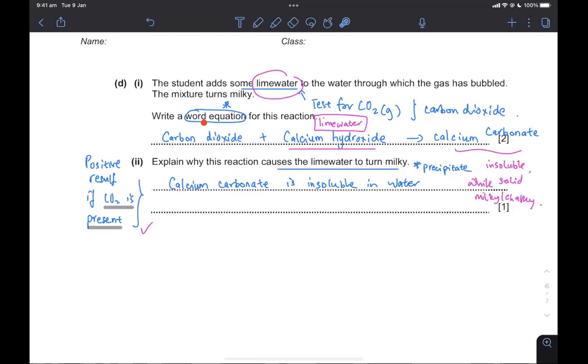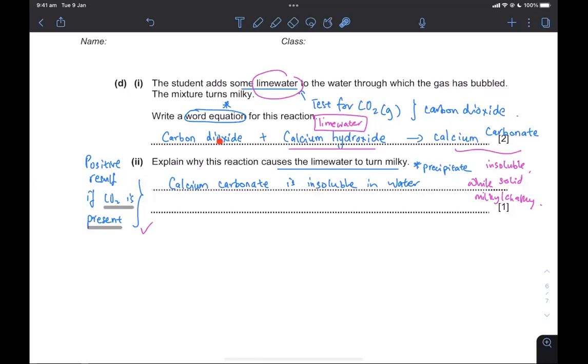So word equation is not formula. Word mean write using English word. Carbon dioxide plus lime water. I get this insoluble product. This is the milky, this is the cloudy, this is the white solid that you get. It's a solid. It does not dissolve in water. Does not dissolve mean insoluble in water.